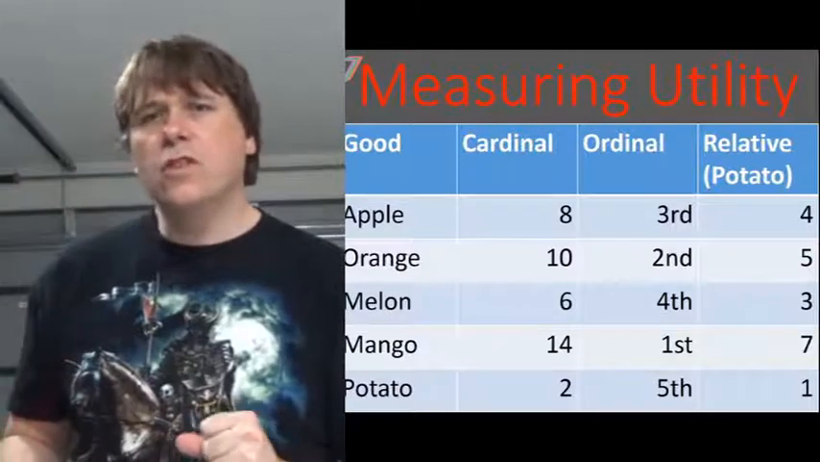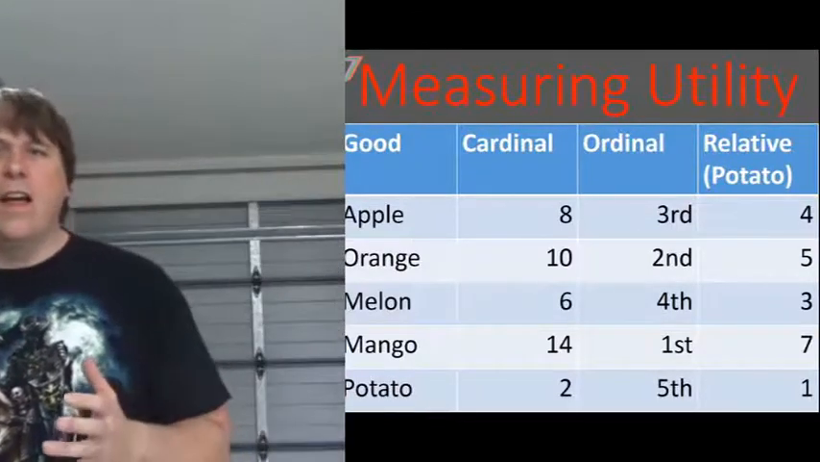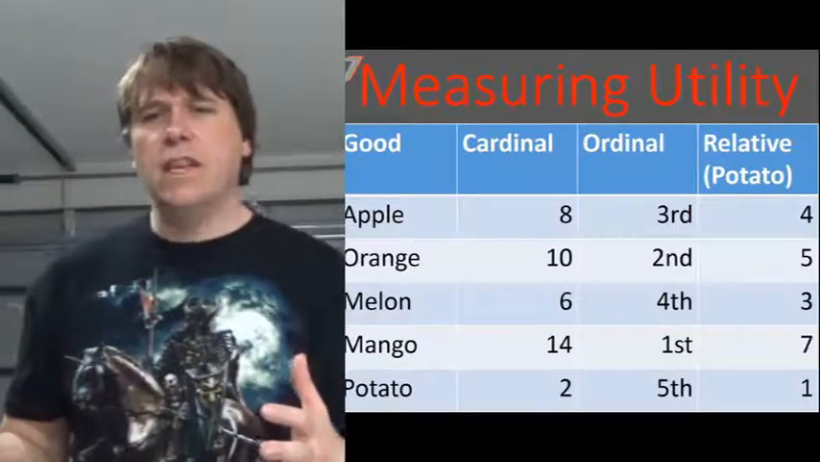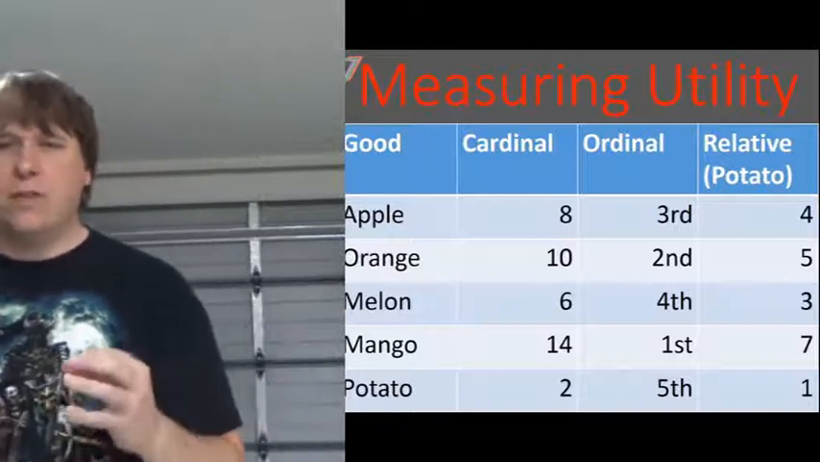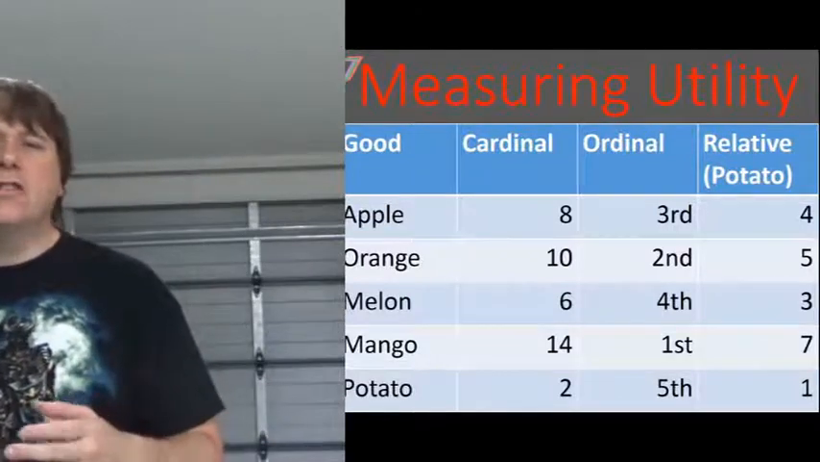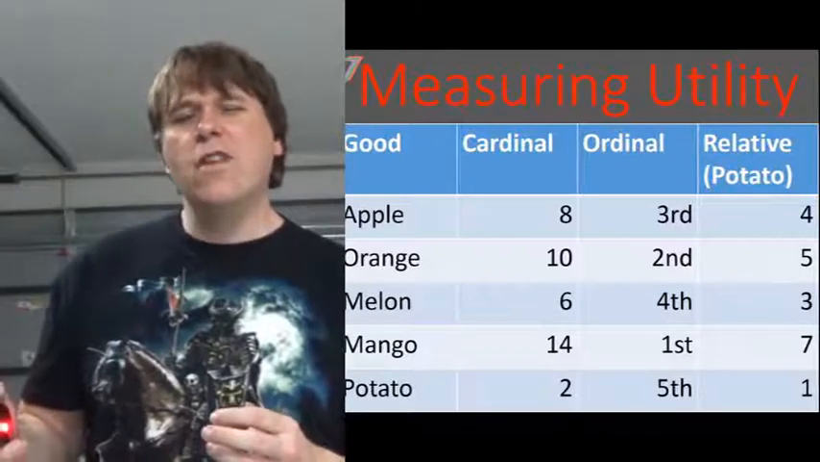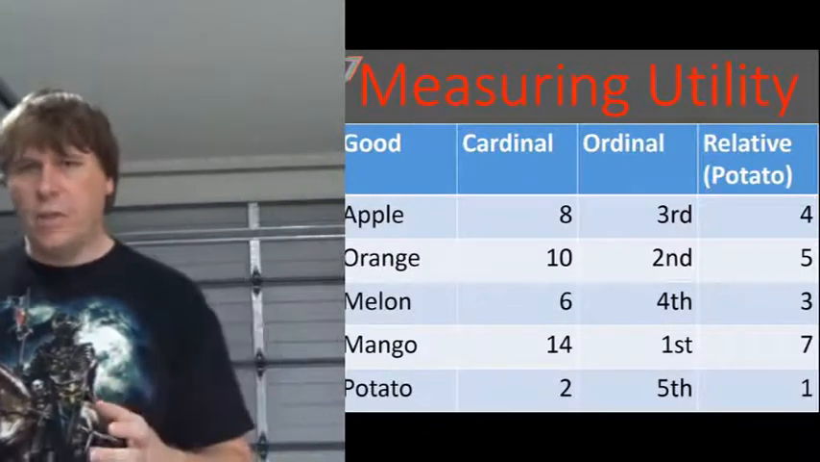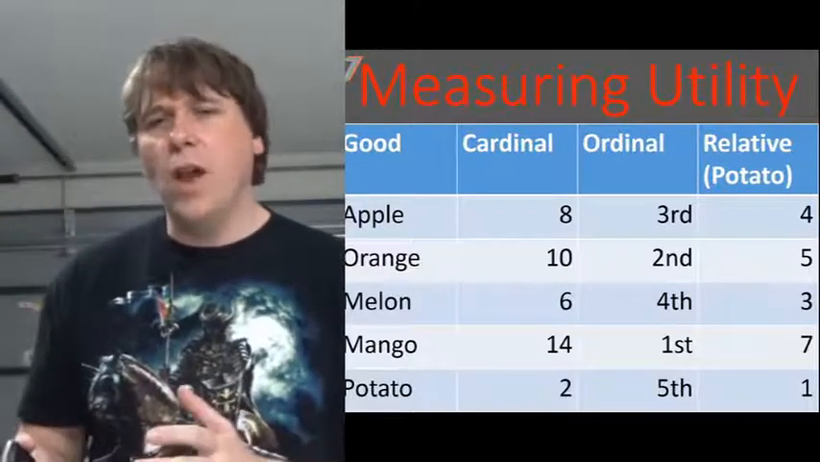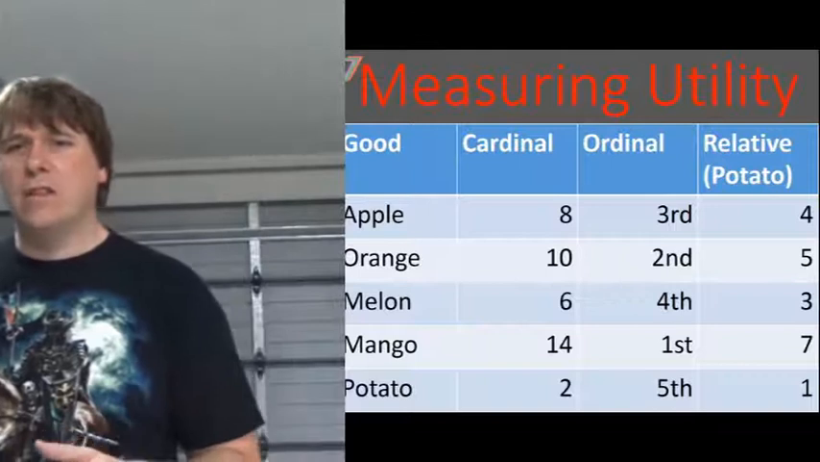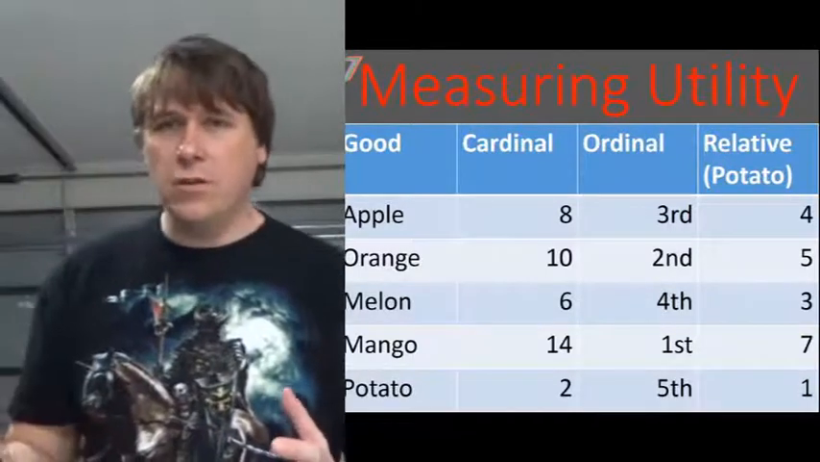Another approach, and this is not talked about too much, I don't think, in university courses, is relative utility, which is measuring utility with respect to something. So it's not an absolute value. What I measured here is utility in respect to potatoes. So what was your potatoes? That gave you 2 utils, for example. Mangoes was 14, so relatively, the ratio would be 7:1. For melons, for example, that was 6 utils and 2 utils for potatoes, so that gives you a ratio of 3:1.